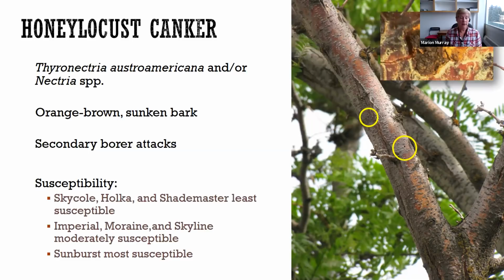There are some honey locust varieties that are more resistant to honey locust cankers. That last bullet, the sunburst, is most susceptible, and the first bullet lists those that might be a little bit more resistant, like Shademaster.